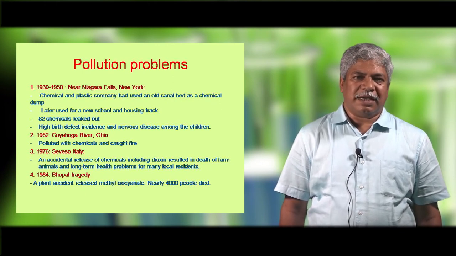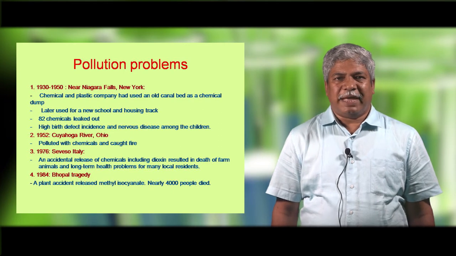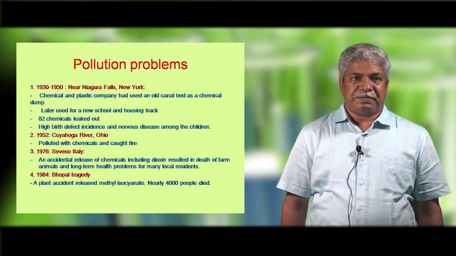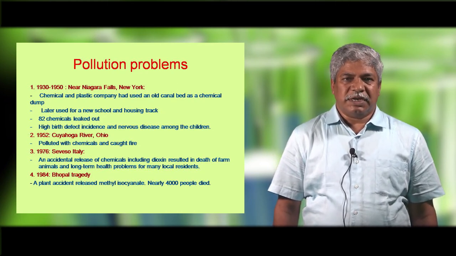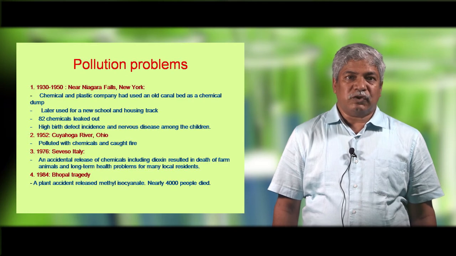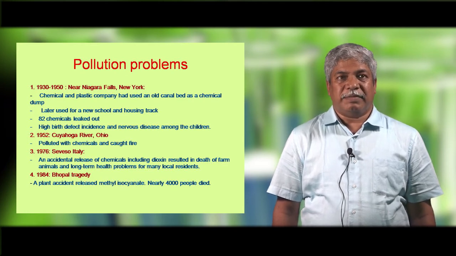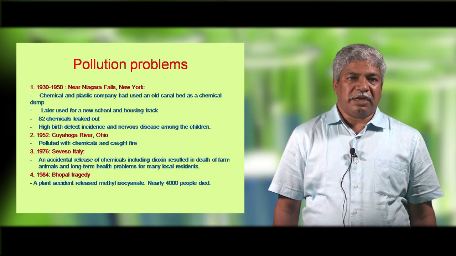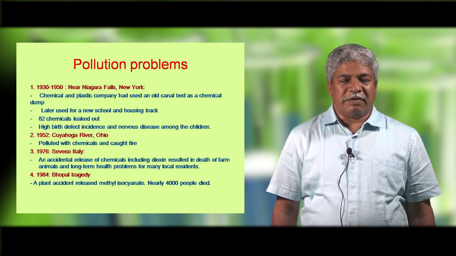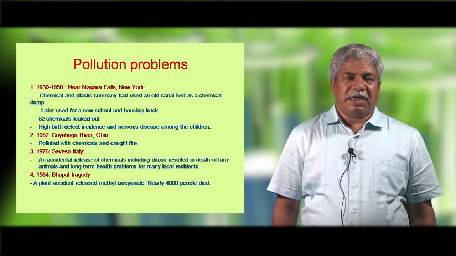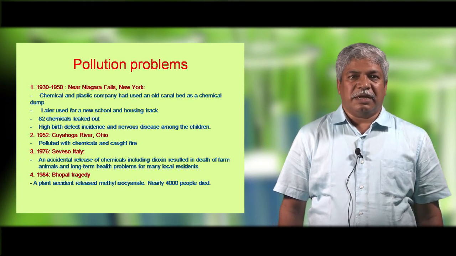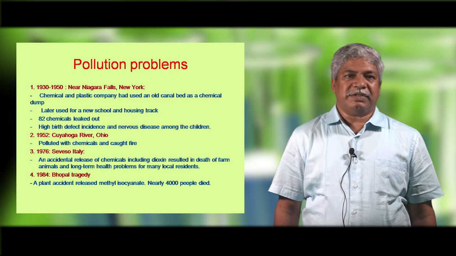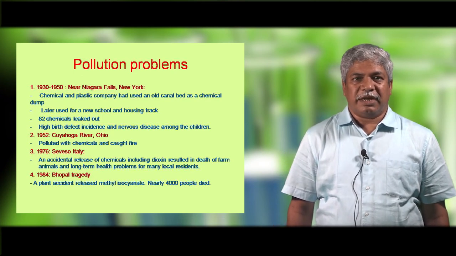So it acted as a chemical and plastic dump yard. That old canal, after a few years, in that place, schools and cottages were built. Suddenly, 82 chemicals leaked from that place, and it affected the people who were living in and around. High birth defect incidences and nervous diseases among the children were reported.